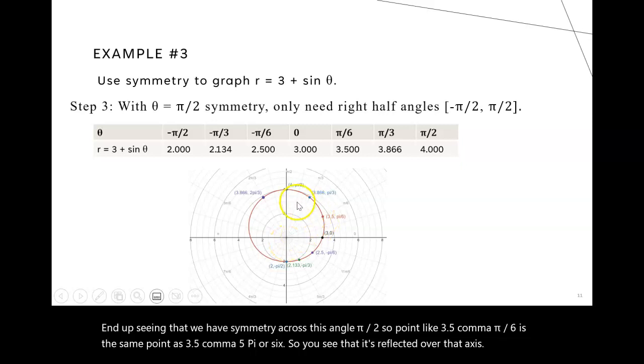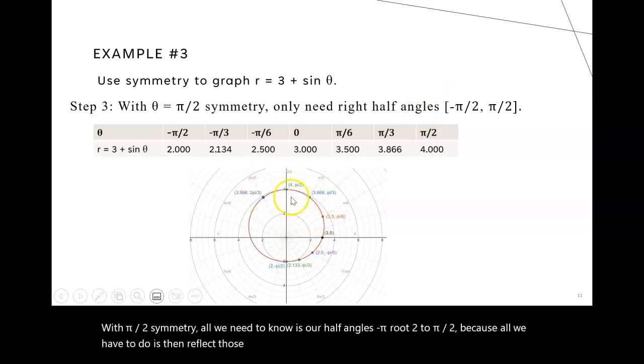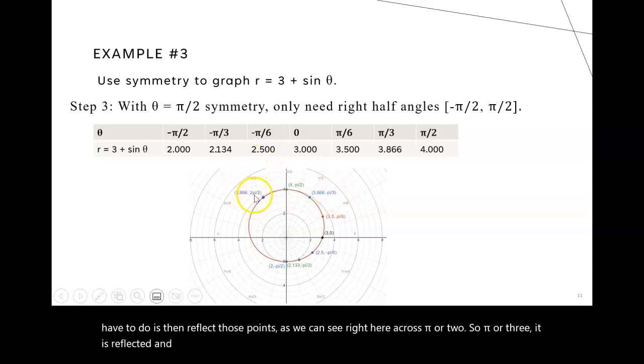With pi over 2 symmetry, all we need to know is our right half angles, negative pi over 2 to pi over 2, because all we have to do is then reflect those points, as we can see right here, across pi over 2. So pi over 3 is reflected and has the same r value as 2 pi over 3.